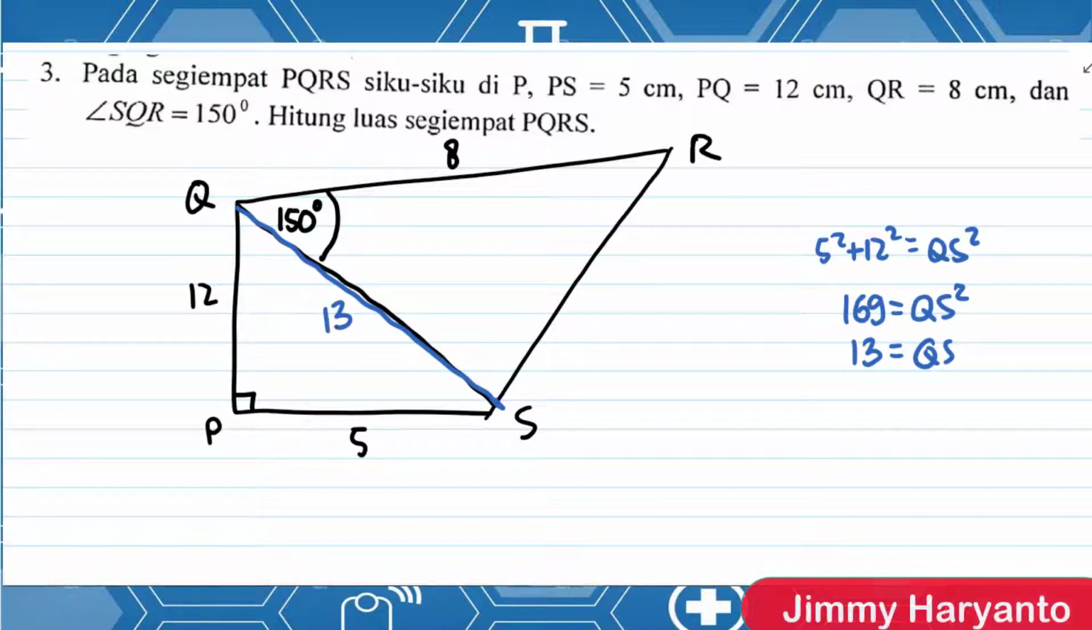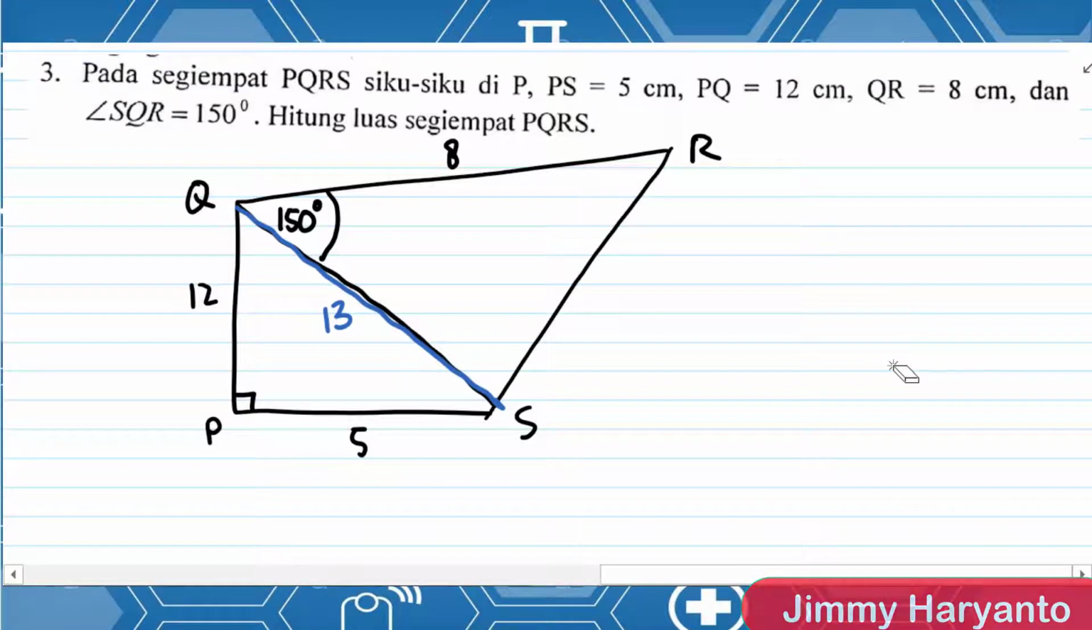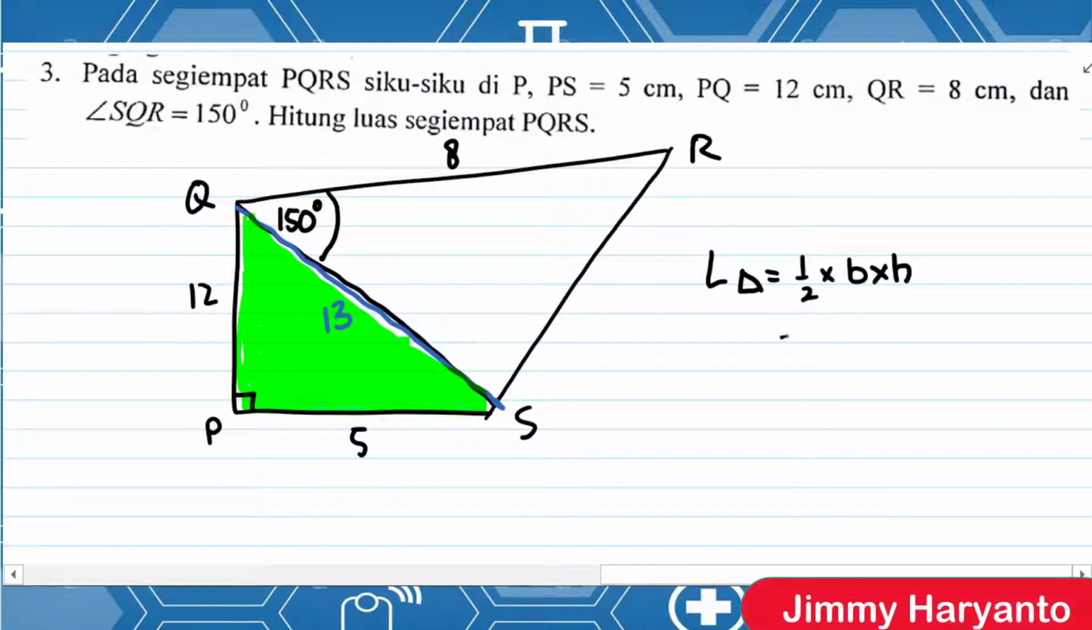After we got 13 centimeters, the question wants us to find the area. For the area, I will separate this quadrilateral into two parts. The first one is a triangle, like this. The area of the triangle equals half times base times height. We will use the normal formula, where the base is 5 and the height is 12.